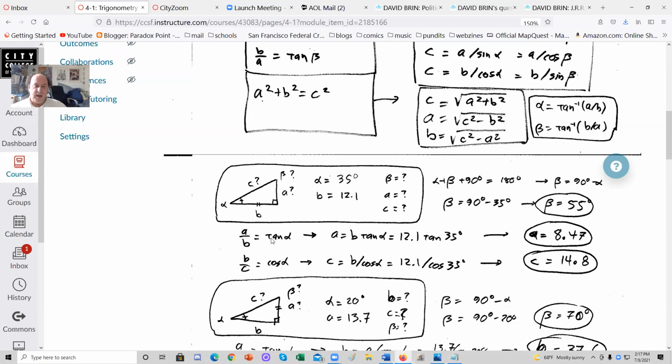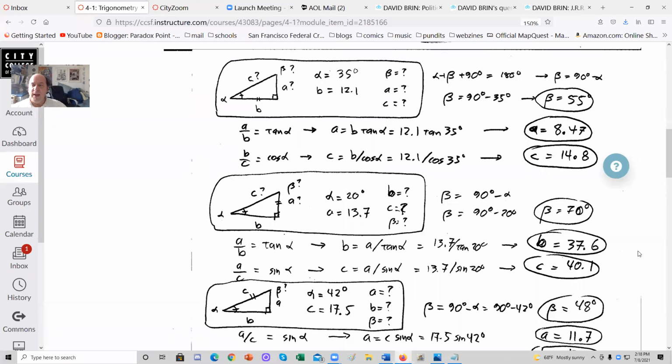Well, A over B is tangent alpha. And B over C is cosine alpha. So from A over B is tan alpha, therefore A is B tangent alpha, and that will be 12.1 times tangent of 35 degrees. Consult your calculator, and out comes A is 8.47. B over C is cosine alpha, and if we transpose C to the right and cos alpha to the left, then C equals B over cos alpha. That's 12.1 over cosine of 35 degrees. That gives you C is about 14.8.